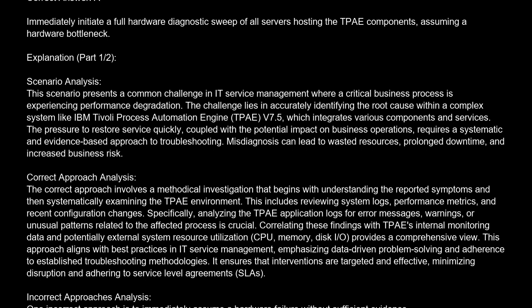The pressure to restore service quickly, coupled with the potential impact on business operations, requires a systematic and evidence-based approach to troubleshooting. Misdiagnosis can lead to wasted resources, prolonged downtime, and increased business risk.